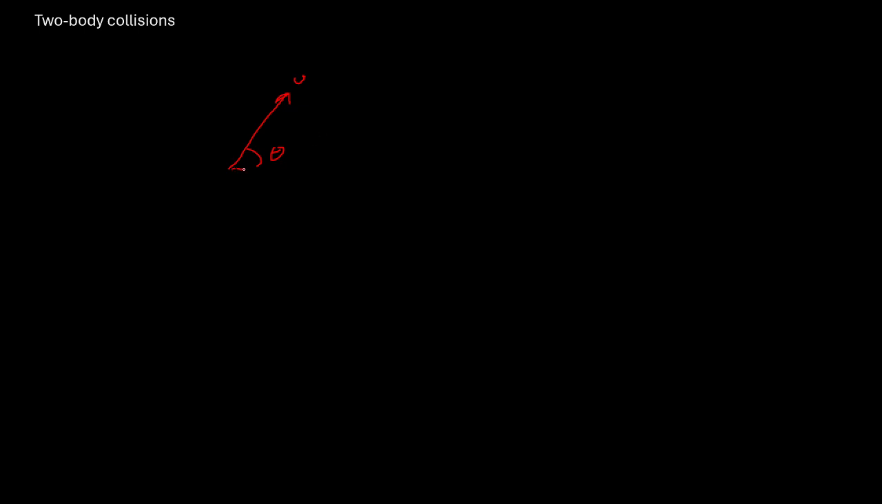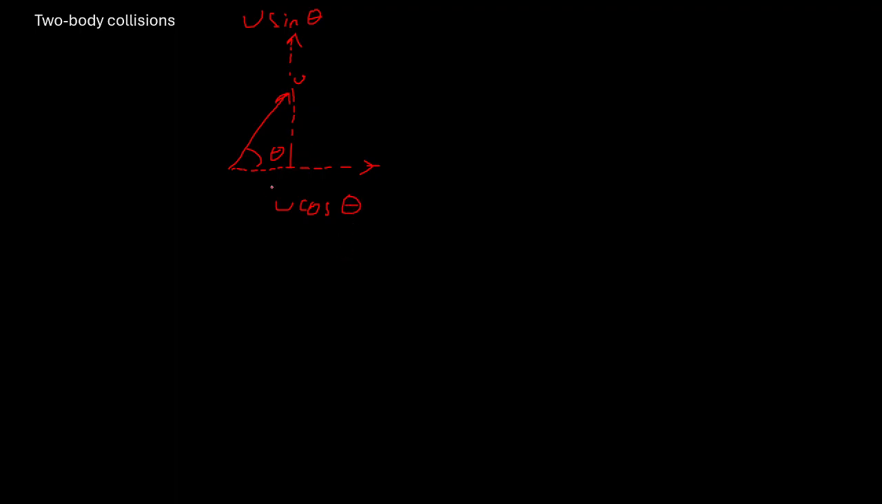Okay, now let me try it like this. What is the vertical component going to be? Well, using trigonometry, that's u sine theta, because u remains to be the hypotenuse, and the horizontal component is going to be u cos theta.